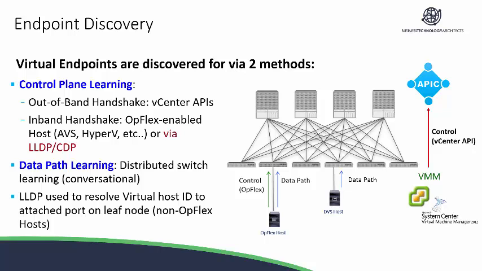And some design considerations for endpoint discovery. Control plane learning is out-of-band handshake, vCenter APIs, in-band handshake, OpFlex-enabled host for AVS and Hyper-V, or via LLDP and CDP. Data path learning is for distributed switch learning. It's conversational, so as soon as I start talking, I'll be learned. The LLDP is used to resolve virtual host ID to attach port on the leaf node.